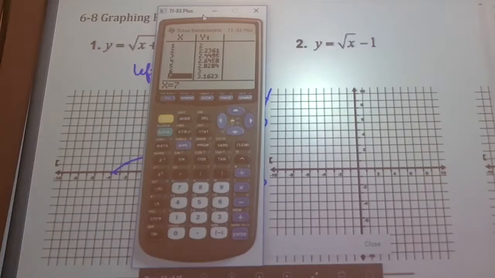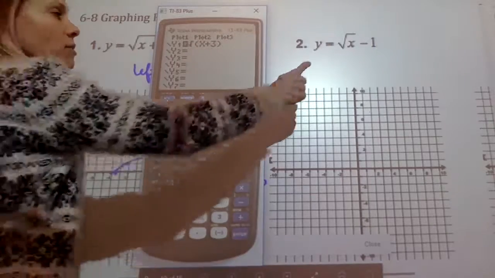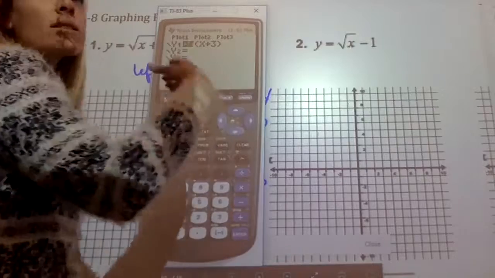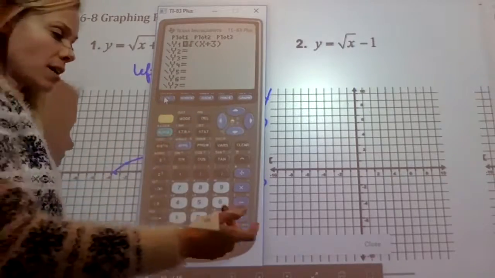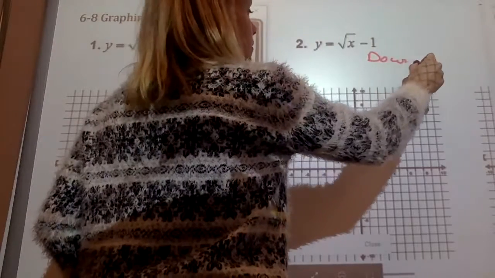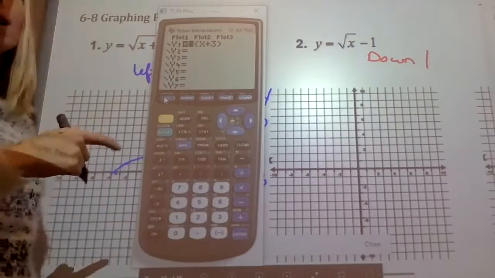All right, let's do another one. So again, I have square root of x, and notice minus 1, the subtracting 1 is outside the radical. So what does that subtracting 1 mean? Up and down. Down 1. Subtracting 1 means down 1.